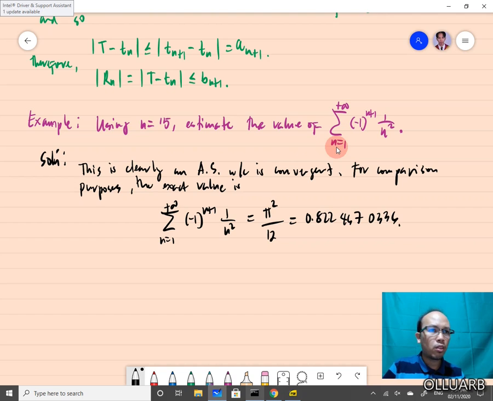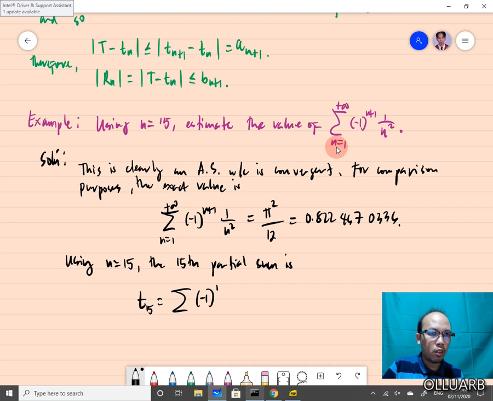So using n equal to 15, the 15th partial sum is given by t sub 15, the summation of (-1)^(i+1) times 1 over i squared, where i starts from 1 to 15. Sorry, this must be i.